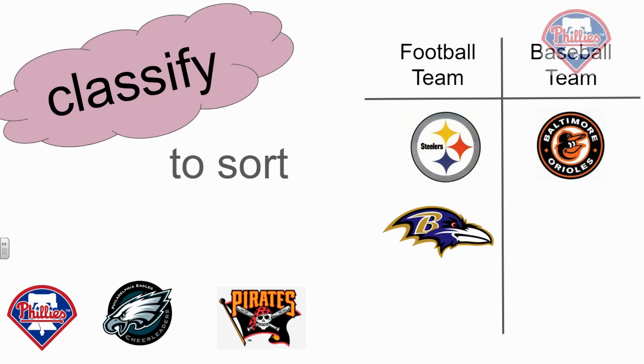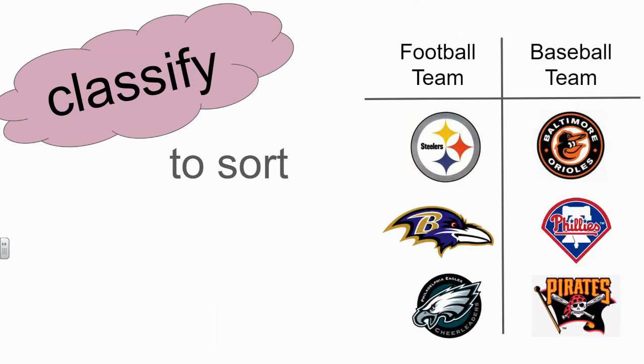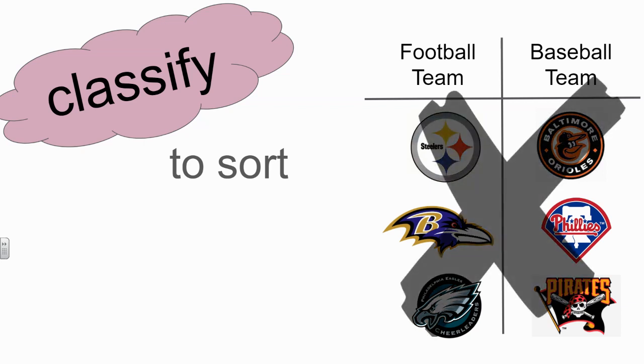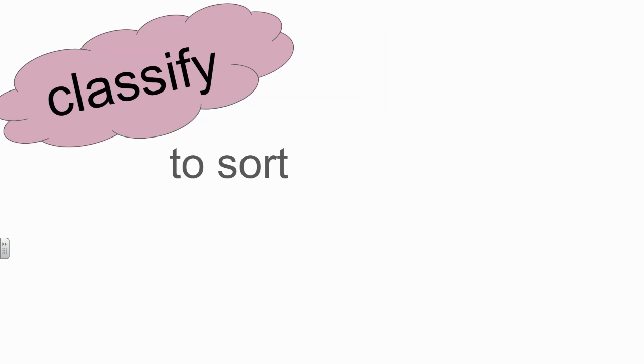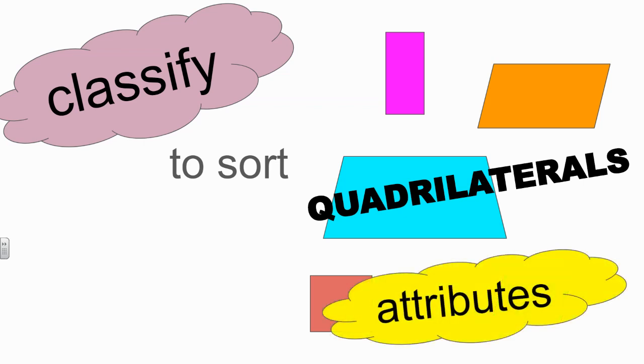The Phillies is a baseball team. The Eagles, a football team. And the Pirates, a baseball team. So all we did here was we sorted them based on what type of sport they were. And that just is a way to say classify, is to sort. Now, obviously, we're not going to be classifying sporting logos. Instead, we will be classifying quadrilaterals. And we're going to be classifying them based on their attributes or their characteristics that they have.